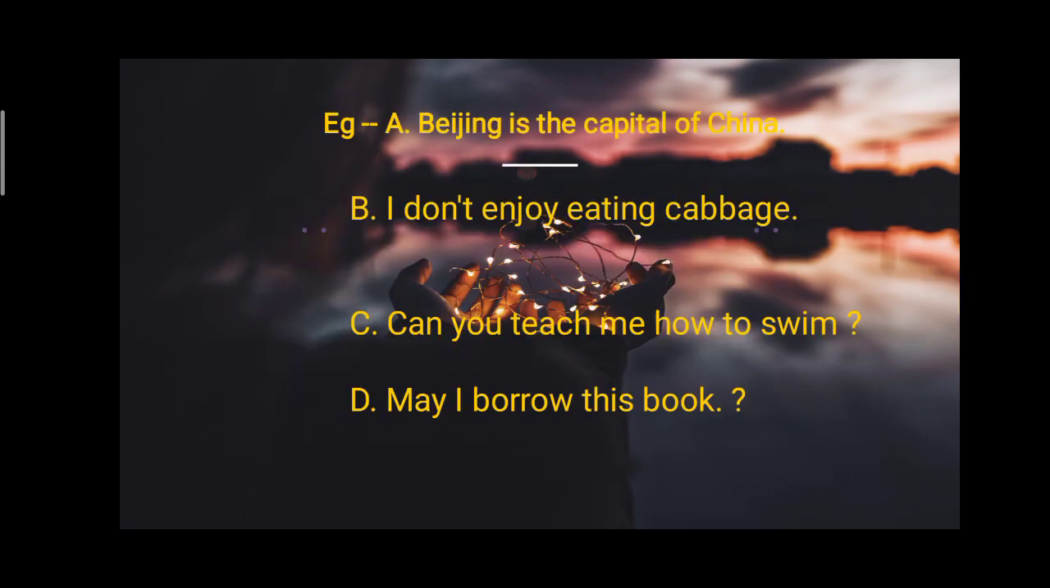So, to understand the kinds of sentences, here I have included a few examples. Let me first read them out for all of you. Number A. Beijing is the capital of China. Number B. I don't enjoy eating cabbage. Number C.